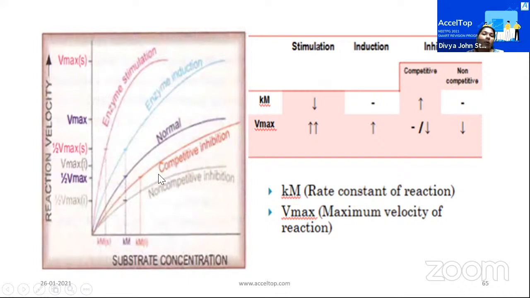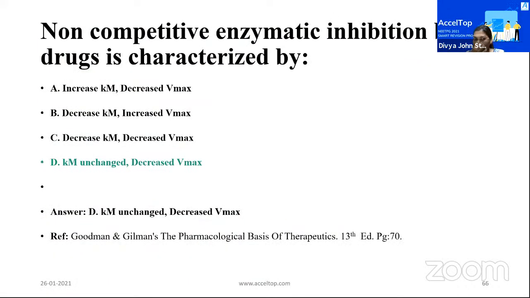With competitive inhibition, your Km increases and there is not much change in Vmax. In non-competitive inhibition, which is the question that was asked, there is no change in the Km, the rate constant of the reaction. However, there is a decrease in the Vmax, or velocity of the reaction. So that is the answer to this question.